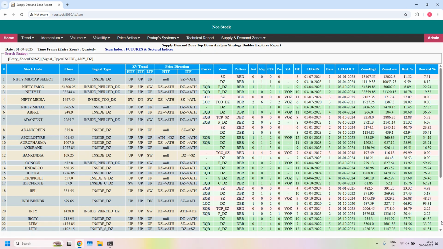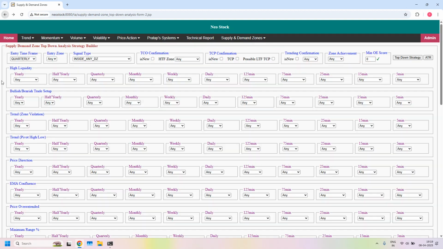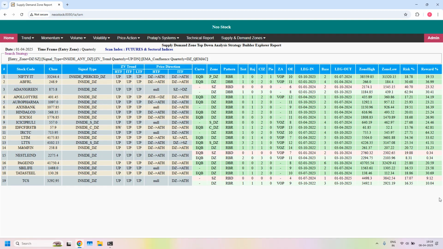Scrolling the list down. Total 33 stocks are filtered. We can further filter this list based on quarterly demand zones having quarterly EMA confluence. So in the EMA confluence at quarterly time frame, I am setting the filter quarterly demand zone having quarterly EMA confluence. At the same time, the trend on the quarterly should not be sideways. It should be up or down. Because remember, in a sideways trend, we should not use EMA confluence because it won't give any advantage. Remember these points for the remaining time frames also. So 19 stocks are filtered.